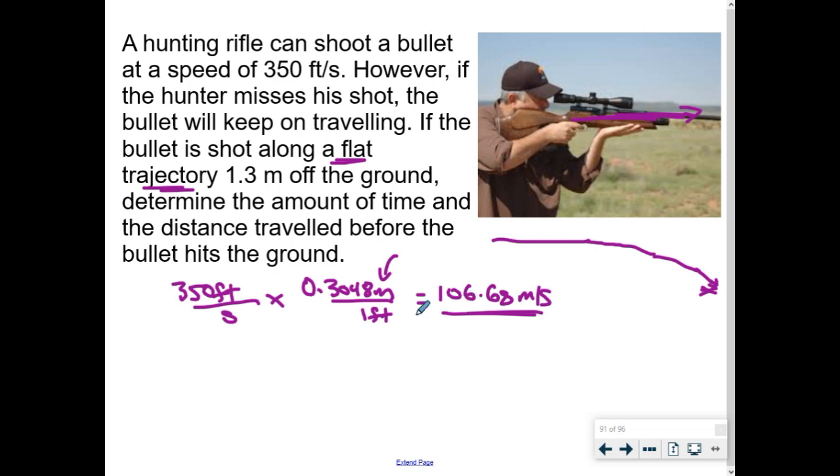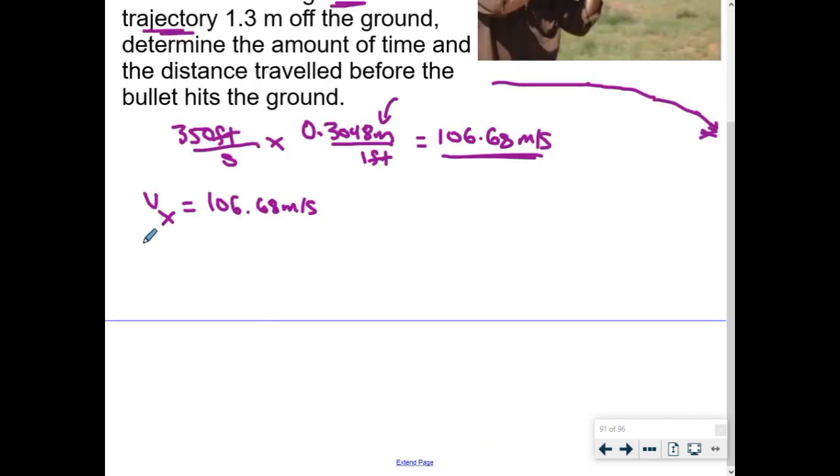We were given a velocity in the x direction of 106.68 meters per second. That's how fast the gun can shoot. And you'll notice I didn't put an initial or a final because it's always traveling that speed. Now, other things I know. I also know that my distance in the y direction is 1.3 meters, because as you read that blurb above, it says that he was shooting it from 1.3 meters above the ground.